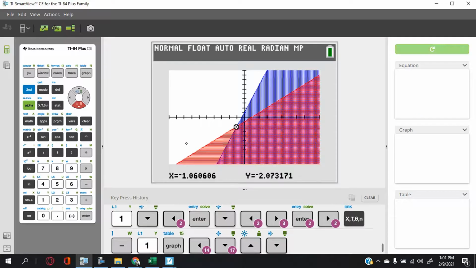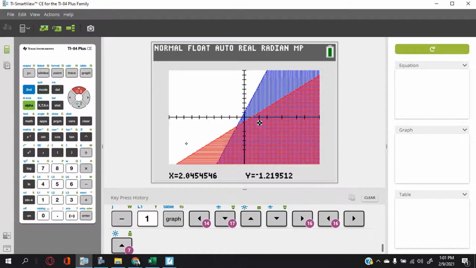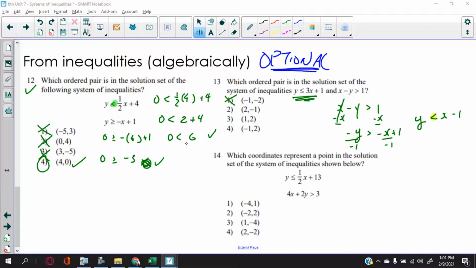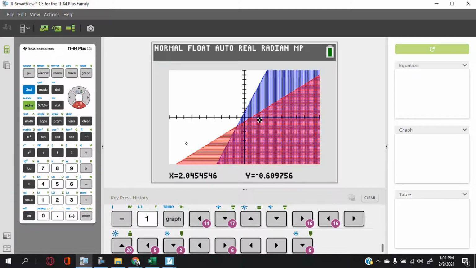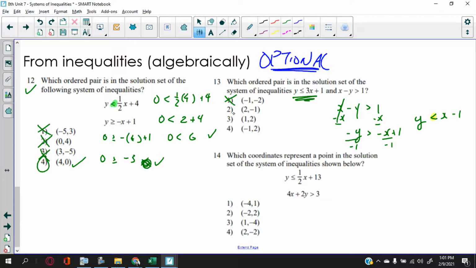2, -1. Let's see. You know what I could do? I could follow along the axes. Alright, 2, -1? Yeah, 2, -1's right there. It's in the purple area, so this is it. Okay? Alright, and then you can check on your own 1, 2, and -1, 2, but I'm not going to.